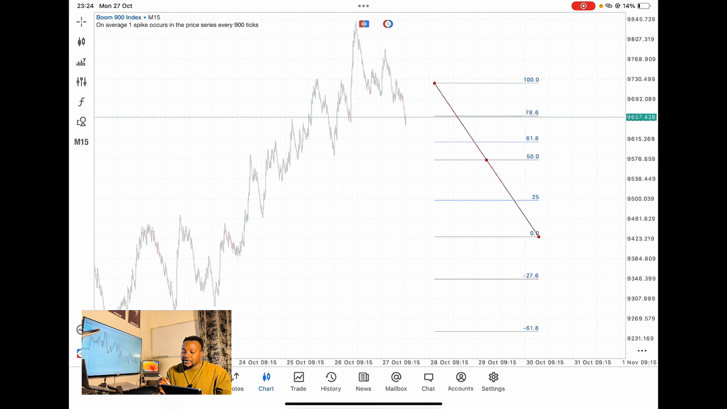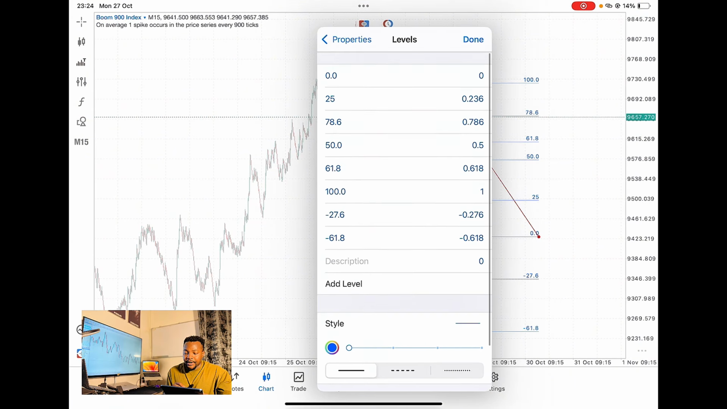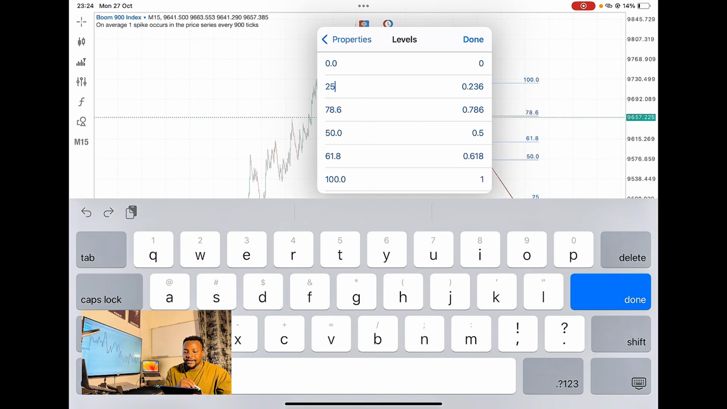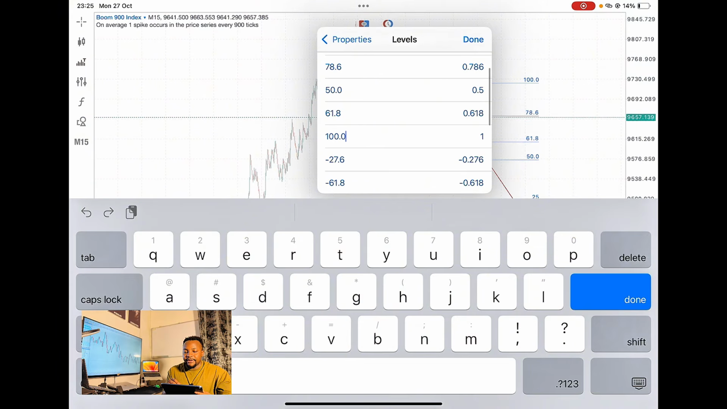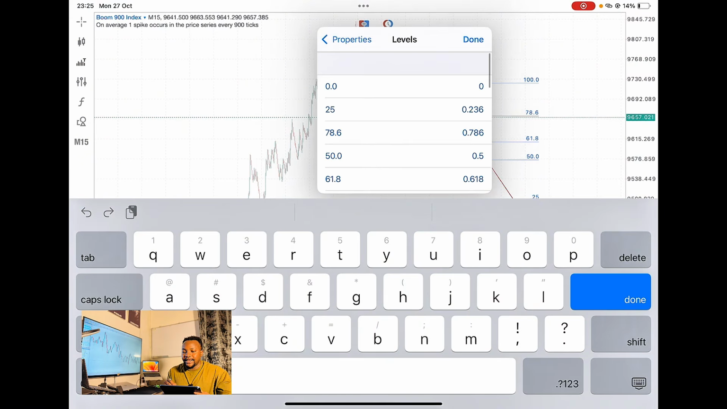So it's called the Fibonacci retracement tool, and this is what I was using to find turning points in the market. So first of all, I want us to set up this indicator. So I'm going to hold it, and we're going to go through some properties for this indicator. You're going to need these key important levels on your chart. You're going to need a level 0, which is 0, 0. You're going to need level 25. You're going to need level 78.6, then level 50, then level 61.8, then level 100, and you're going to need to add level minus 27.6 and minus 61.8. These are the levels that you're going to need.